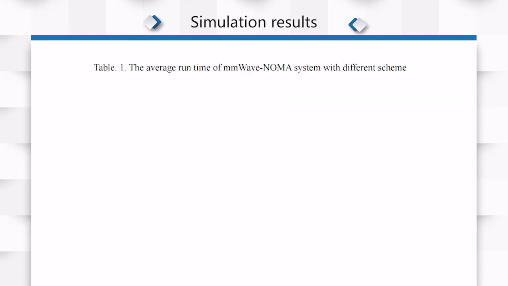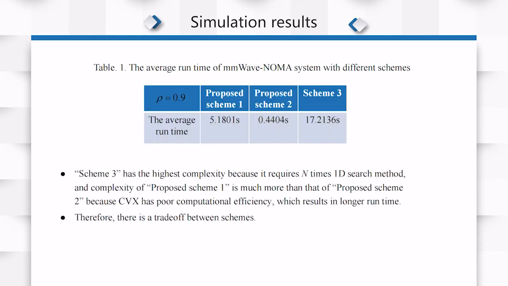However, as shown in Table 1, scheme 3 has the highest complexity because it requires n times the one-dimensional search method. The complexity of proposed scheme 1 is much higher than that of proposed scheme 2 because CVX has poor computational efficiency, which results in longer runtime. Therefore, there is a trade-off between the schemes.